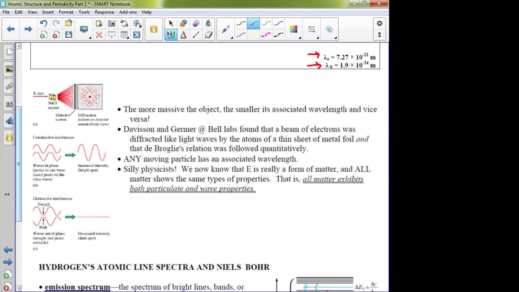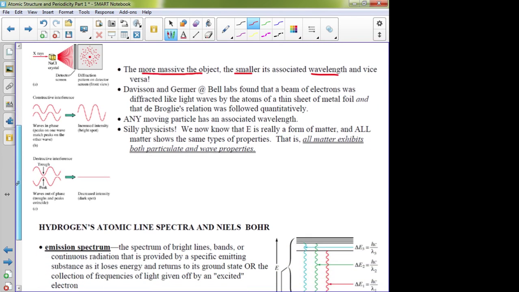Okay. So the more massive the object, the smaller its wavelength, so therefore we don't notice it. Like the Mack truck driving down the highway, okay, has, all right, wave-like properties. Do we notice them? Do we even care about them? No, it's a massive object, so it doesn't matter. Okay? But it does prove that all matter, not just light, has both particle and wave properties.